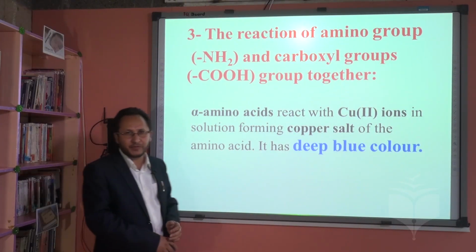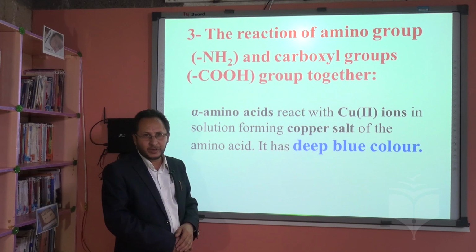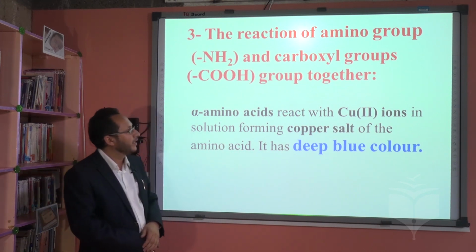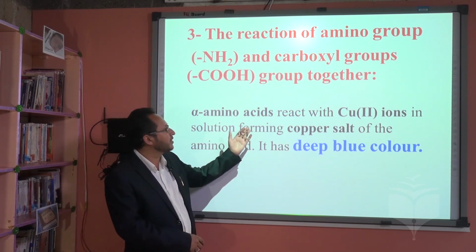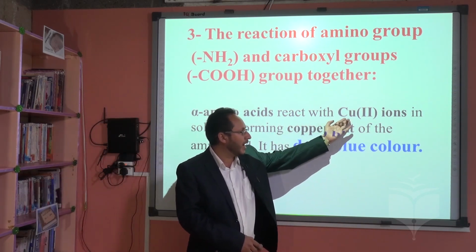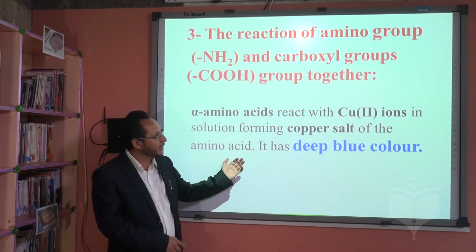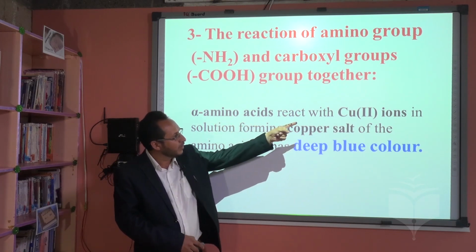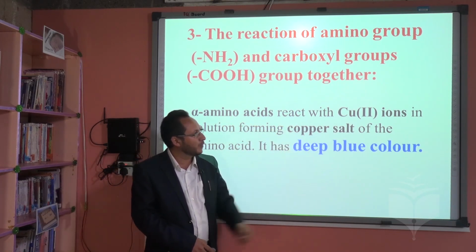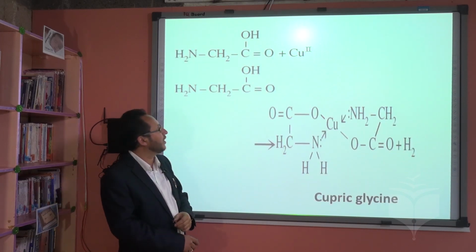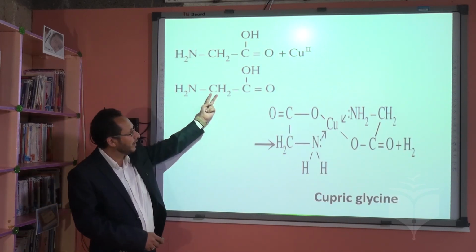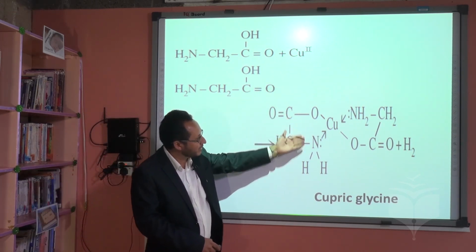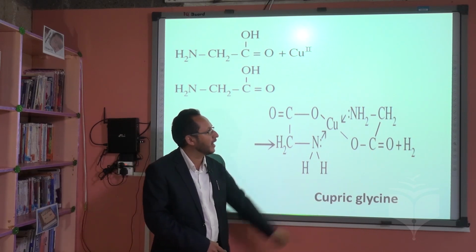Now, the third type of reaction is when both the NH2 and COOH react at the same time. They react with ions such as copper ions, forming salts. If you have two amino acids reacting with a copper ion, we get a deep blue color, with a compound like this one. So this is glycine, and another glycine reacts with the copper ion to give us this compound, which we call copper glycine.